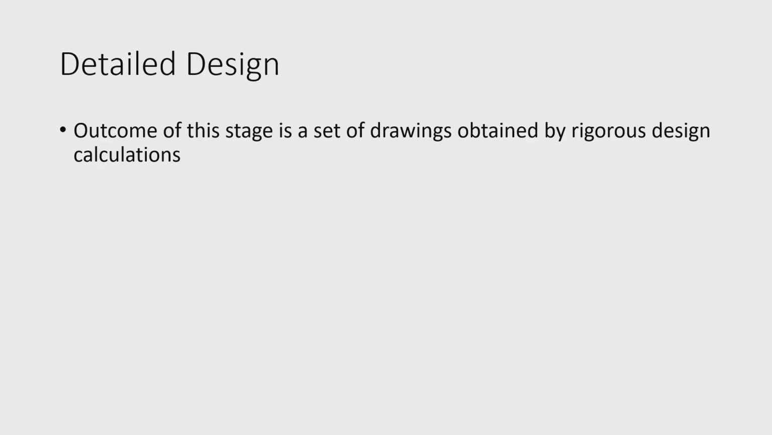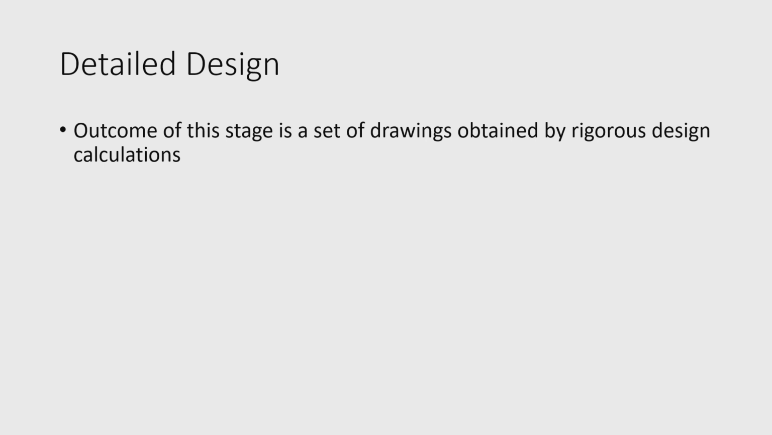But in the embodiment stage, you will see spatial compatibility, meaning how much space it will take and how it will look. From seeing that, design aesthetics and economics, everything you will make out, becomes the embodiment stage. In detailed design, the outcome of this stage is a set of drawings obtained by rigorous design calculations.